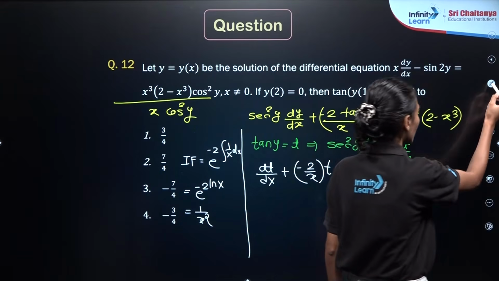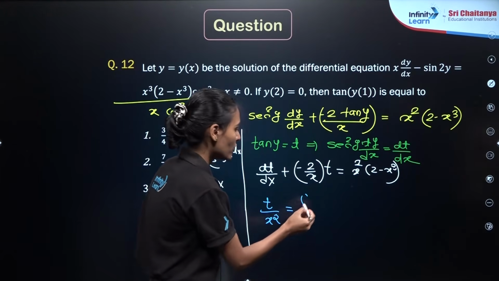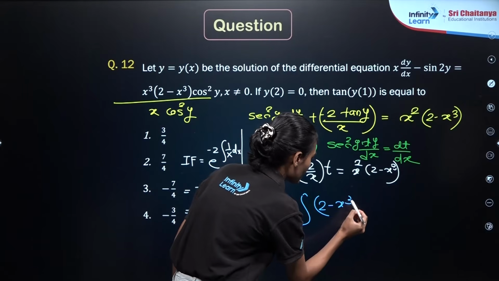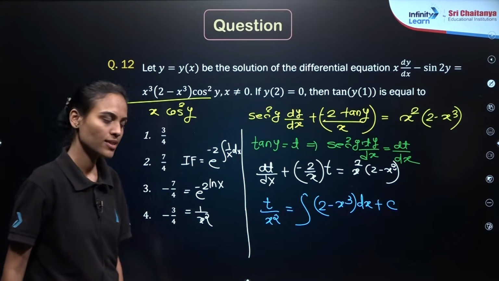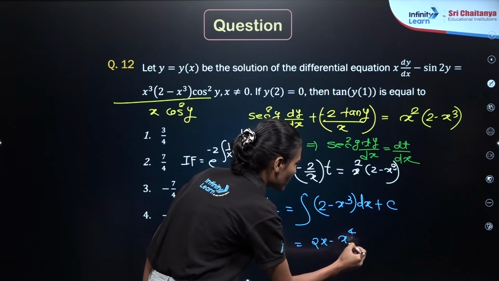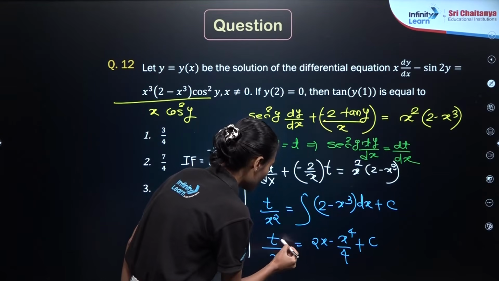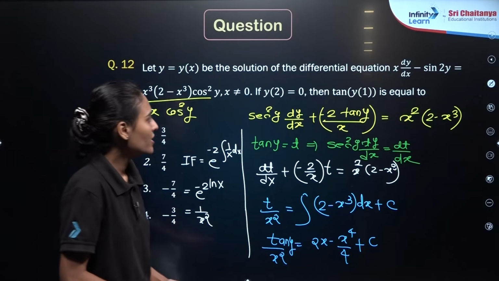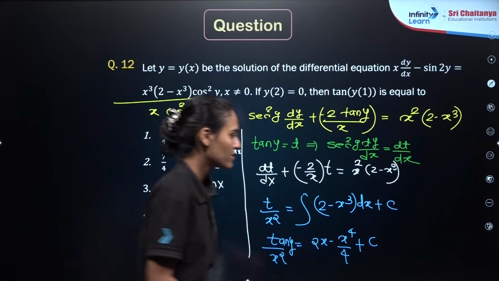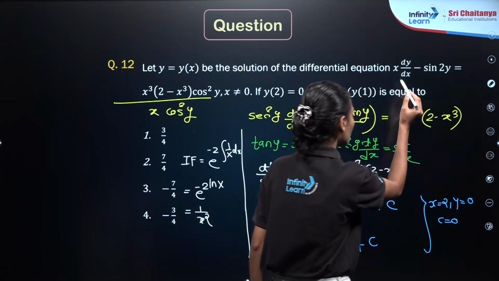Then what will be the solution? Solution will be t into integrating factor equals integration of integrating factor into the right side. 1 upon x square will get cancelled. This is 2 minus x cube into dx, right, plus constant of integration c. So from here you will get t upon x square as 2x minus x power 4 upon 4 plus constant of integration c. Now you substitute the value of t, which is nothing but tan y. Now you apply the initial condition. The initial condition is y of 2 equals 0. So you substitute x is 2 and y is 0, then you will get c as 0, students. Then you will get the corresponding c as 0. So you can remove this c.